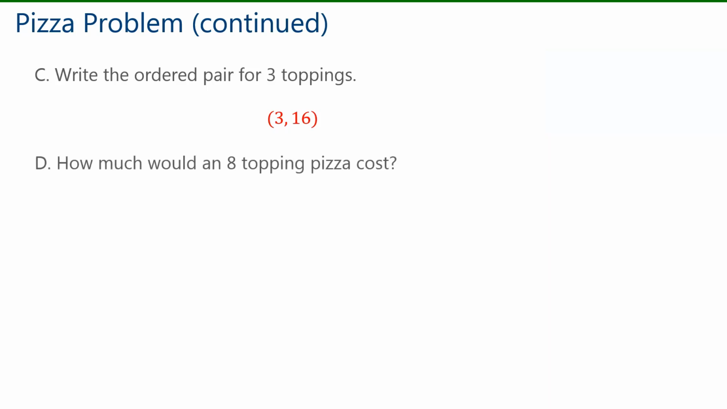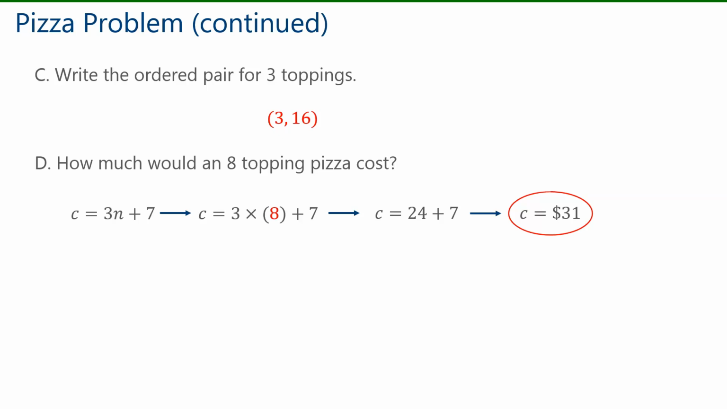How much would an 8-topping pizza cost? We start with our equation, and we're going to substitute 8 in place of n, which is the number of toppings. So instead of 3n, we have 3 times 8. 3 times 8 is 24, and 24 plus 7 is $31. So it would cost $31 to buy an 8-topping pizza.